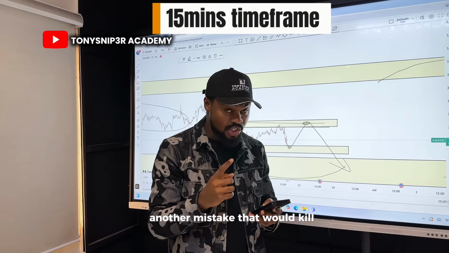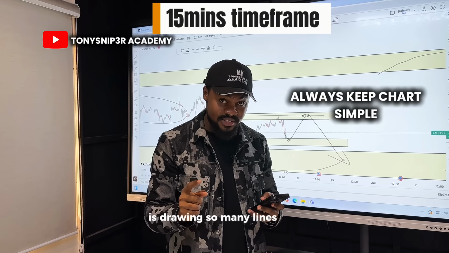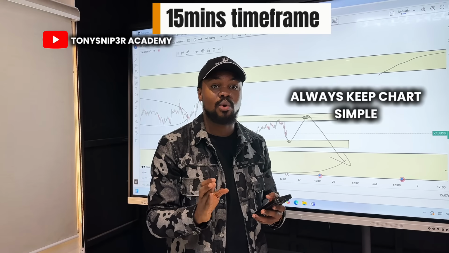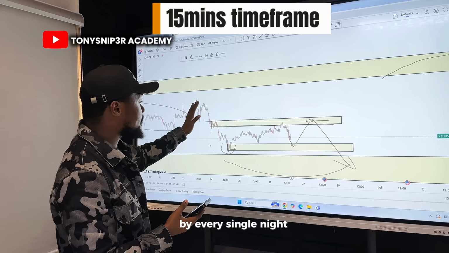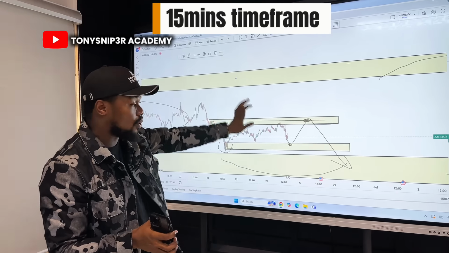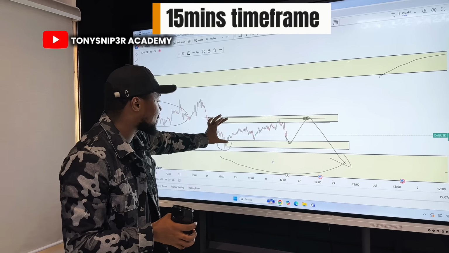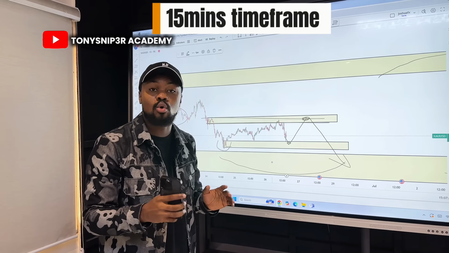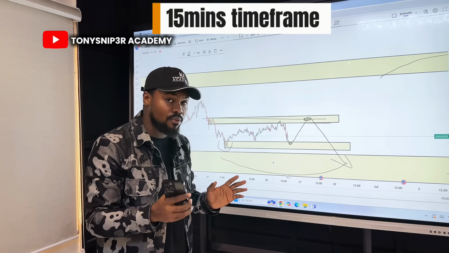Another mistake that will kill you in this market is drawing so many lines. Do you understand? Don't draw too many lines on your chart. Keep your chart very simple and easy. Remember, every single time frame that we're going to, we're keeping the chart easy. This is from our 4-hour. This is from our weekly. This is our 30 minutes and 15 minutes. Keep your chart very simple so you don't confuse yourself. Okay? Please don't confuse yourself.